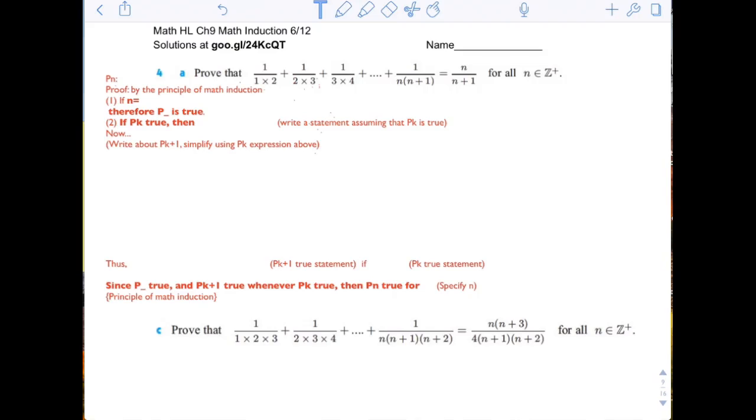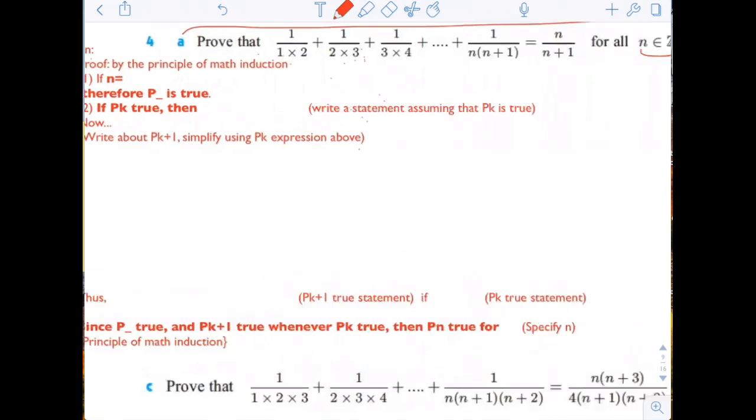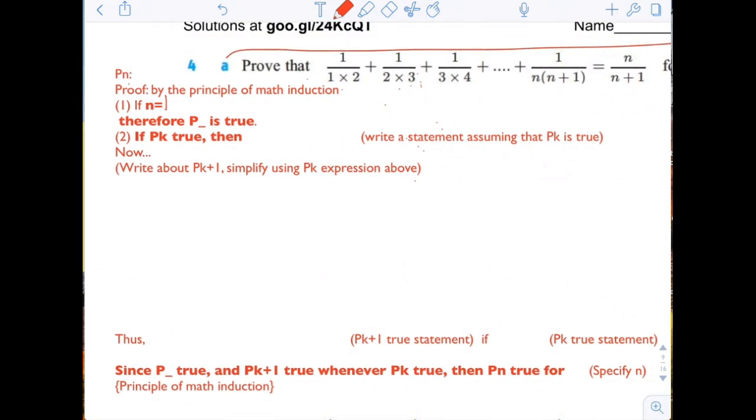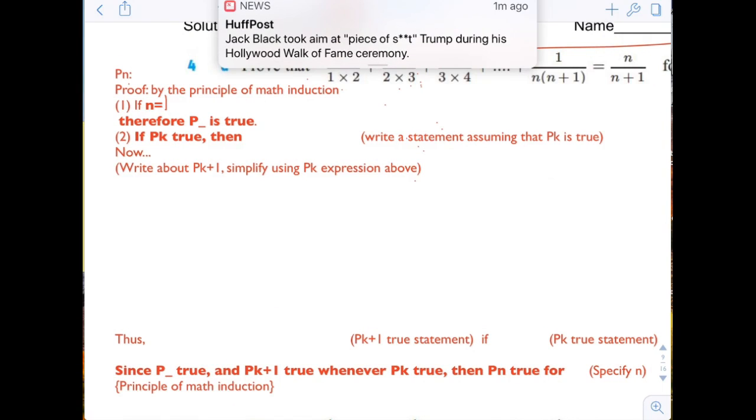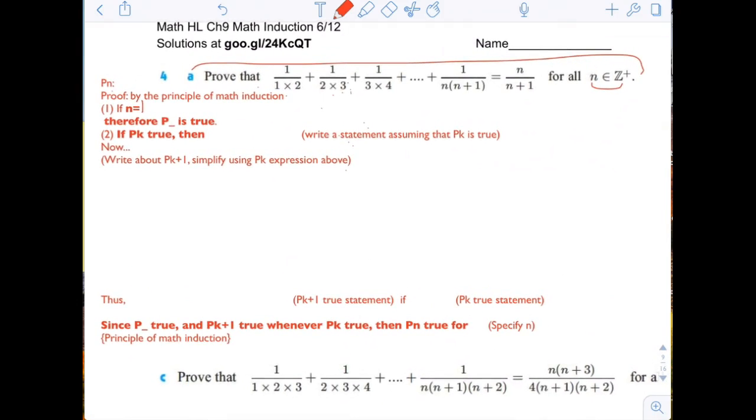Okay, page 6 of math induction. So here's our conjecture. This is a little bit different than the ones we've done up until now. You can see that the initial value for n would be 1. So for the base case, what we're going to do is write, if n equals 1, then we are going to look at writing this for n equals 1.